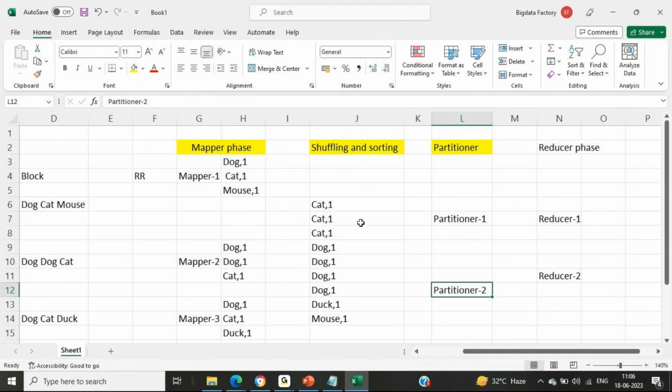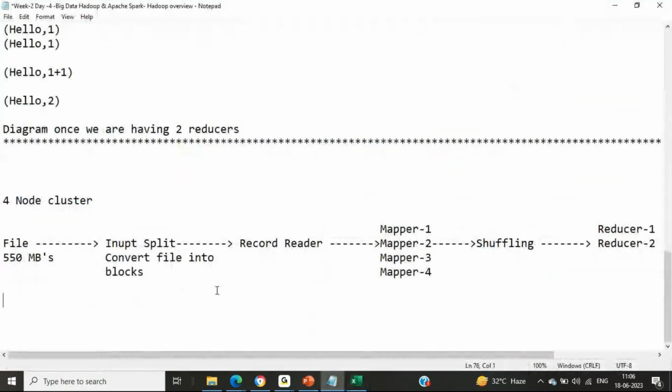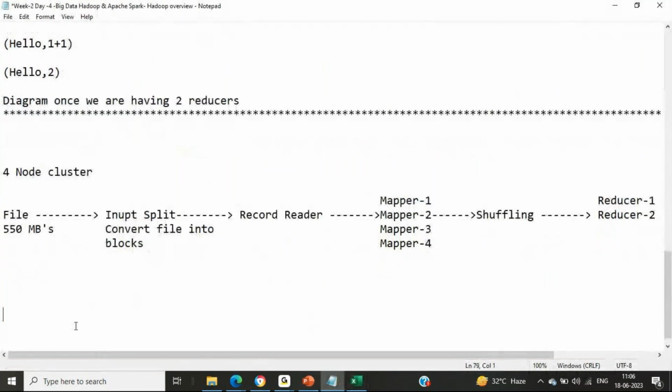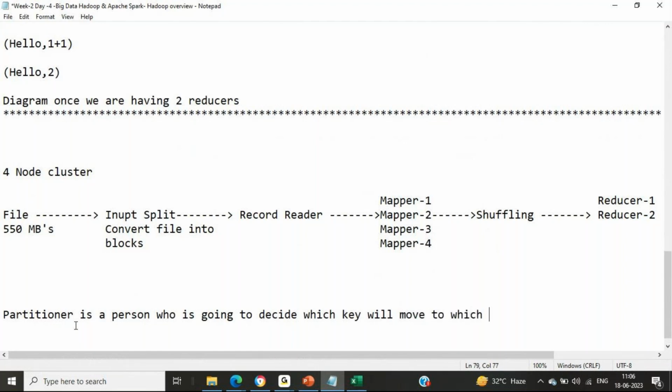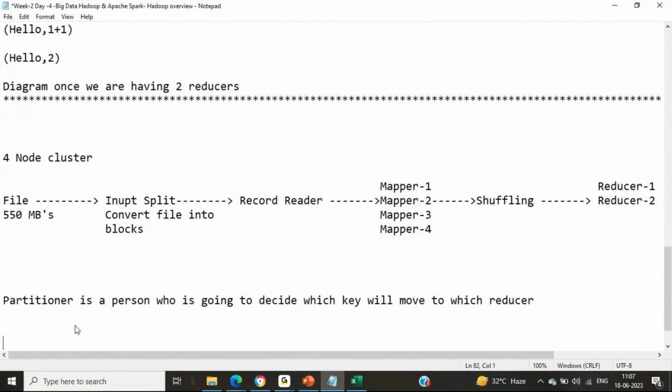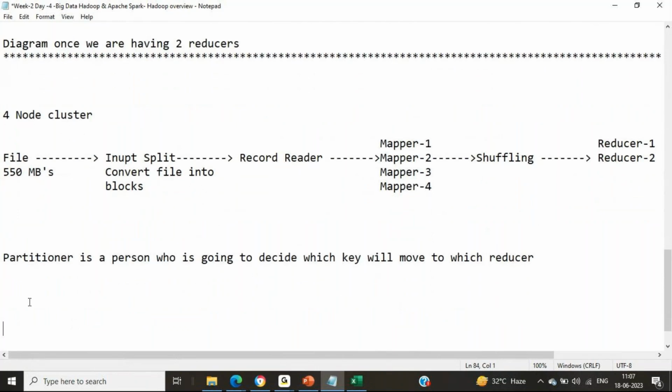If you are not providing any logic, it is going to work on a particular hash function. Let me mention: the partitioner is the one who is going to decide which key will move to which reducer. That is fine. Now, how will it work?